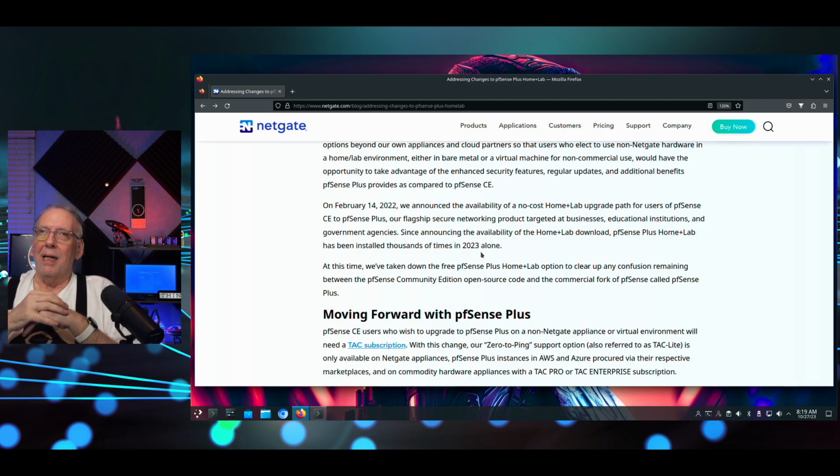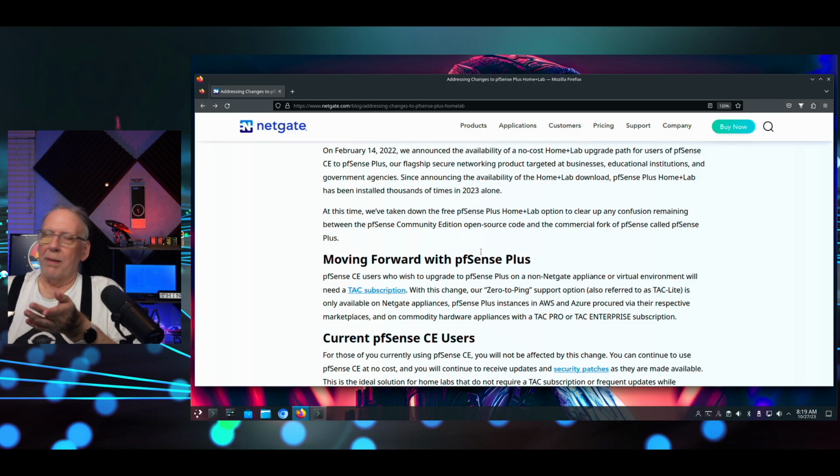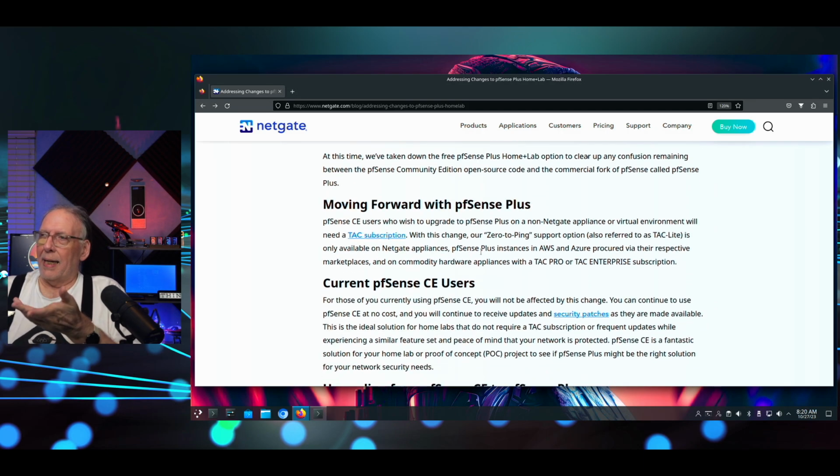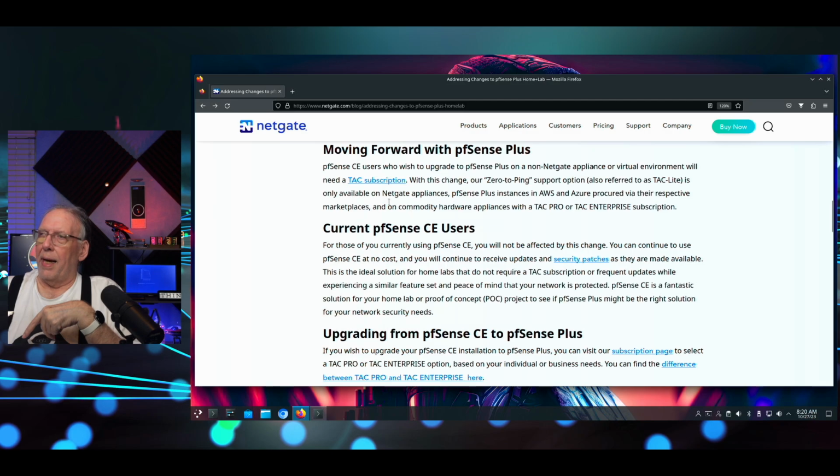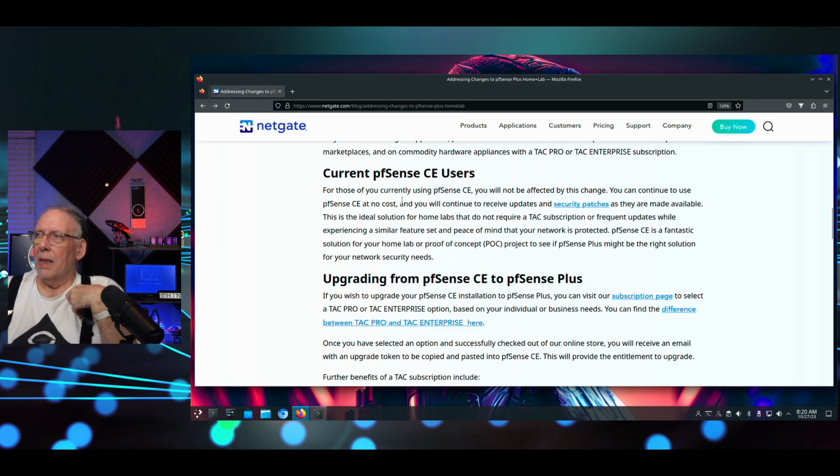I wouldn't mind paying the $129 or $130 a year that originally they said the TAC Lite was going to go for. But apparently, I don't know what their reasons were for that. They don't actually tell us anything about this. But it does say that you're going to need a TAC subscription, and this one TAC Lite is only available now to people that have NetGate appliances. So, yeah, that kind of sucks.